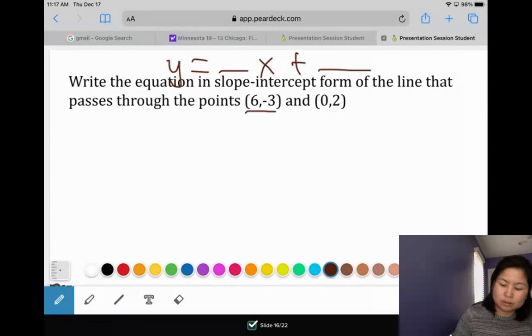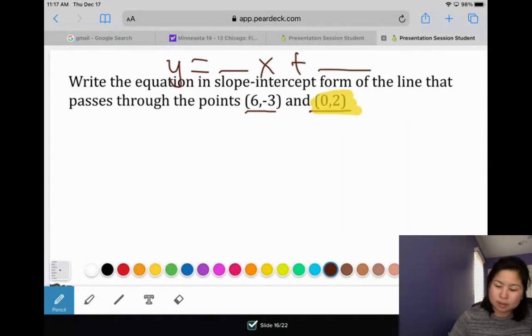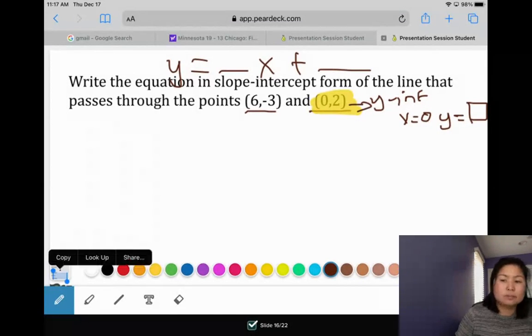Look over here. I have 2 points. I don't know the slope yet. I have my y-intercept. In this case, it's kind of nice because the y-intercept is given to you, which is this one right here. How do I know it's a y-intercept? Because the y-intercept is when x is 0 and y is some value. So in this case, I know this one is the y-intercept, but I don't have the slope. So what can we do to find the slope?